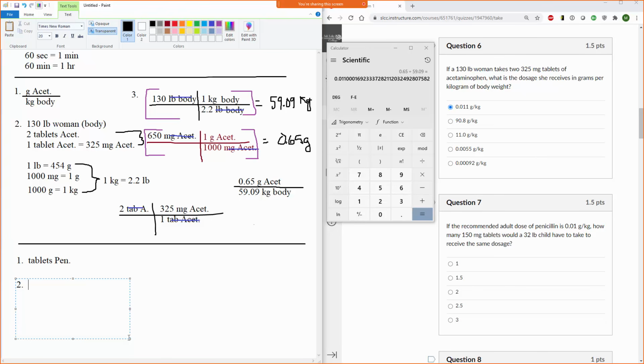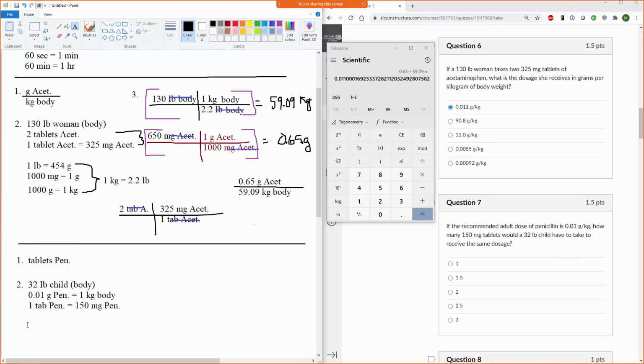Okay, next, what have they given us? We have a 32-pound child, that's your body. We have a dosage of 0.01, and they don't say it specifically, but that is grams of penicillin in every 1 kilogram of body mass, right? Good. And they tell us that 1 tablet of penicillin contains 150 milligrams of penicillin. Excellent. That's all the stuff that they told us specifically.